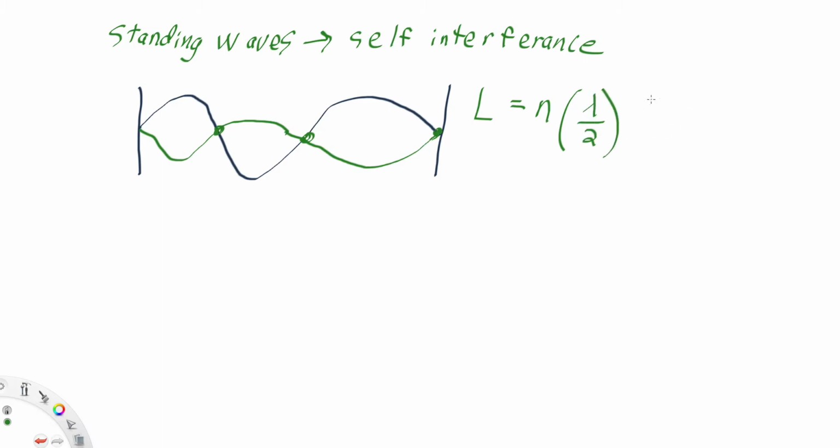And here, n is just an integer, or a natural number, to be more precise. So you can fit a half wavelength in the container. You can fit two half wavelengths in there. You can fit 3 half wavelengths.